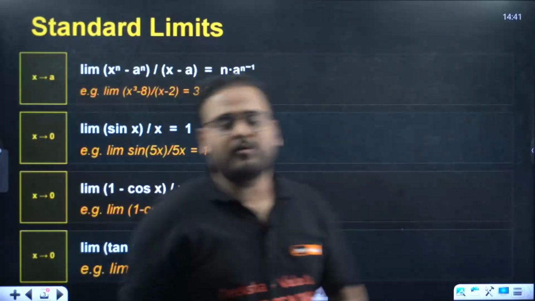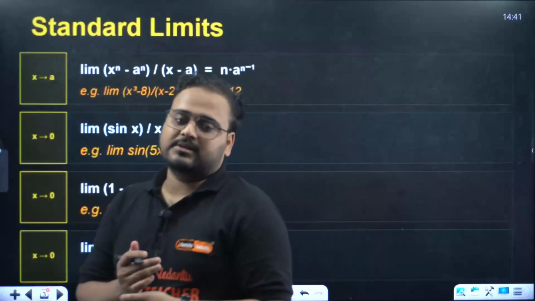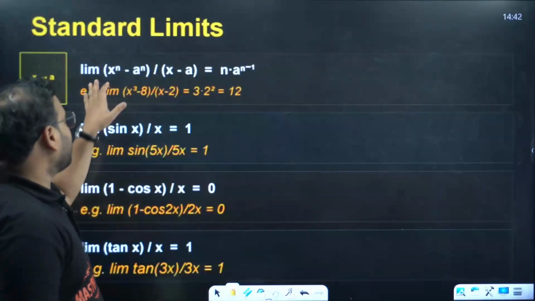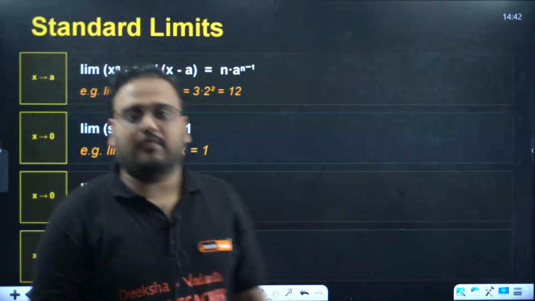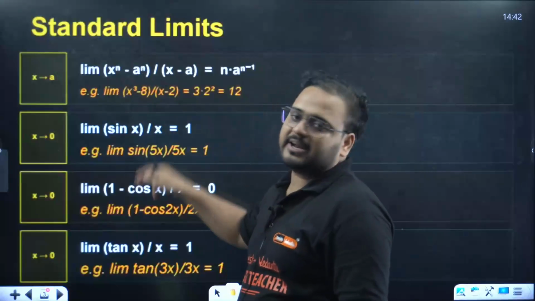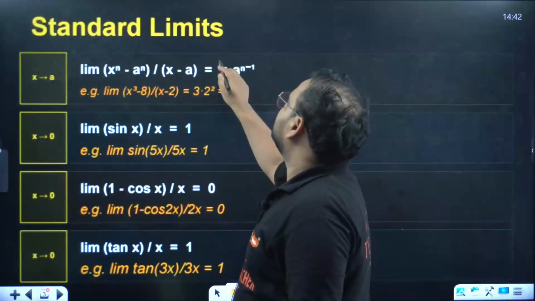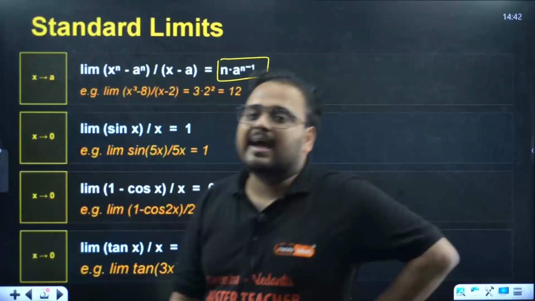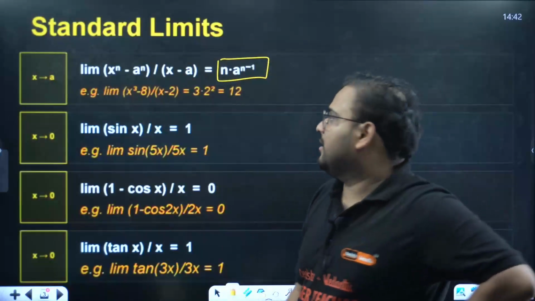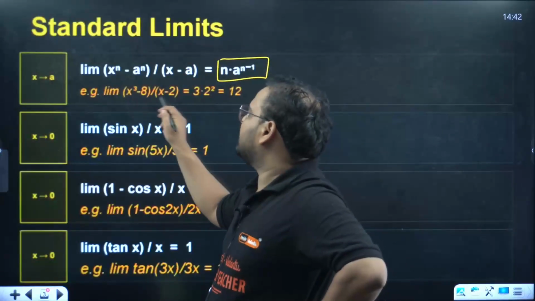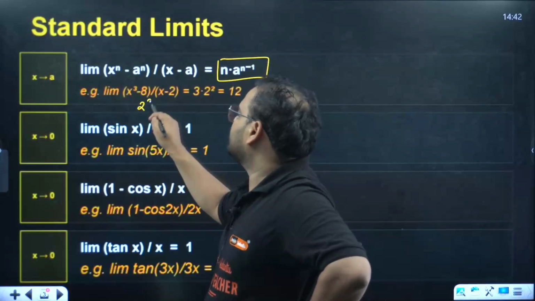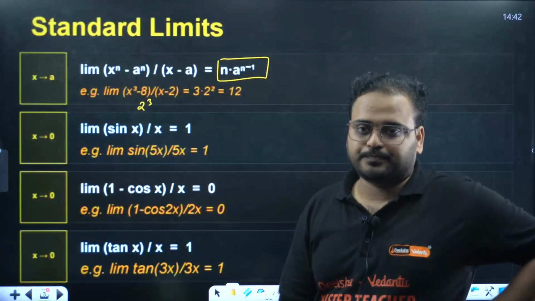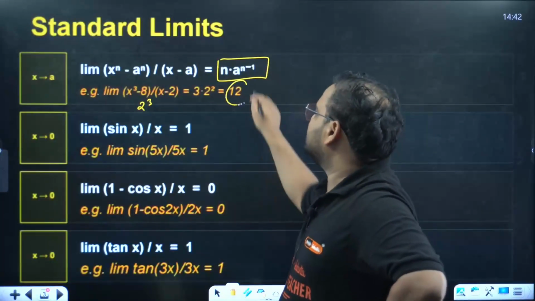Let us look at some standard limits. When x tends to a, in polynomial form, x power n minus a power n divided by x minus a. This is the formula. You can write the answer directly as n times a power n minus 1. You can take an example also over here, x cube minus 8. You can see this is also 2 cube. This becomes 3 times 2 square, that is 12.